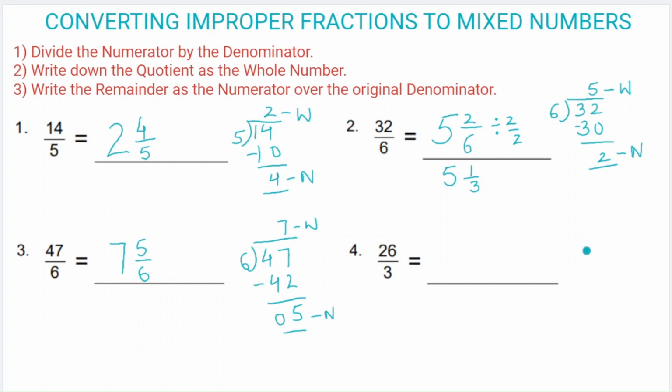I hope you get this correct. Let's move on to the next one. 26 divided by 3. 3 times 8 is 24. 26 minus 24, 2 is a remainder. 8, which is a quotient, becomes the whole number. So I'm going to write 8 here as a whole number. 2, which is a remainder, becomes the numerator. So 2. And the denominator stays the same, which is 3. Now it is already in the simplest form. 8 2/3 is my answer.